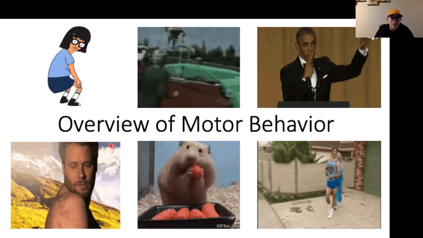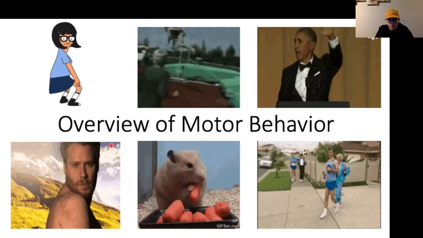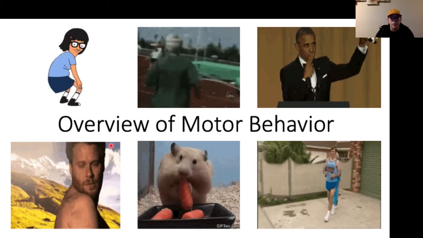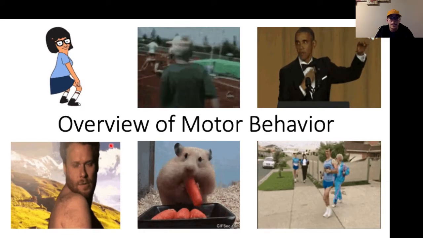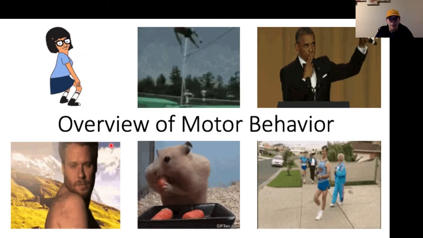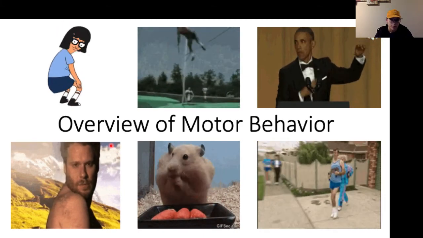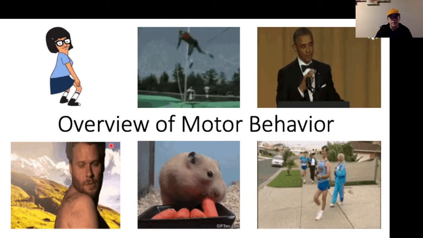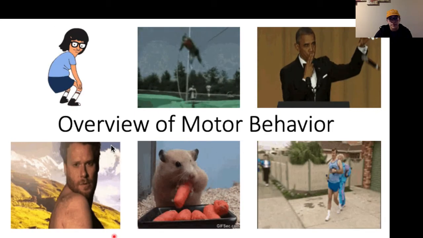And we can also use speech, right? Speech is actually a lot more complex than you think it is. There's actually about 100 muscles involved in just composing one phrase. So the big question is, how do we coordinate all of these movements? How do we plan and execute them? How do we learn and acquire new skills? And all of these questions are explained by this big umbrella field known as motor behavior.